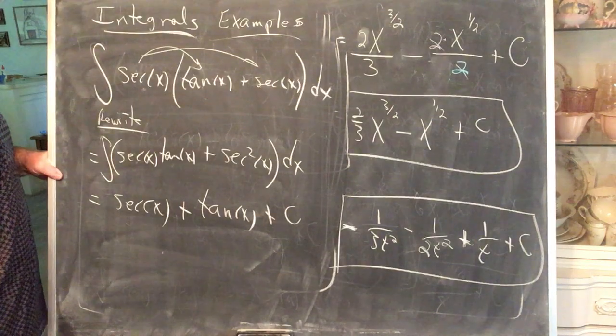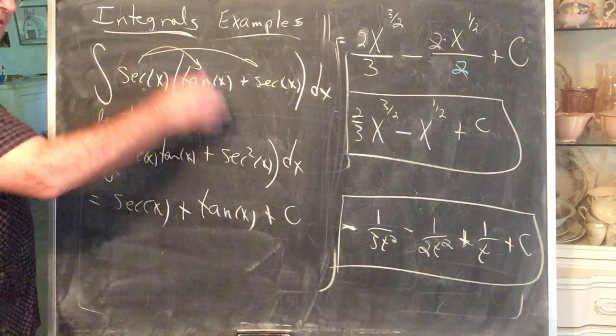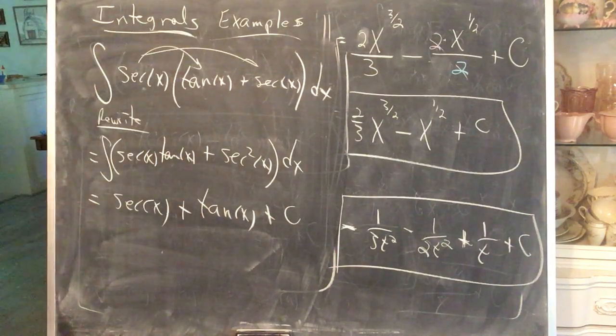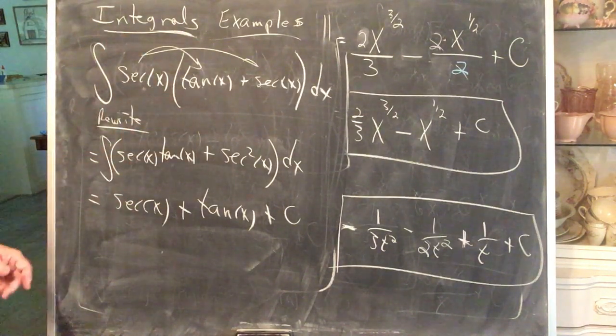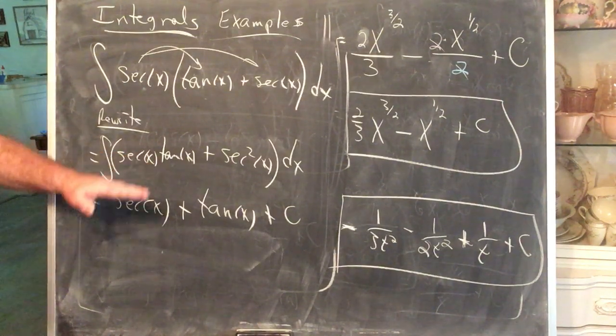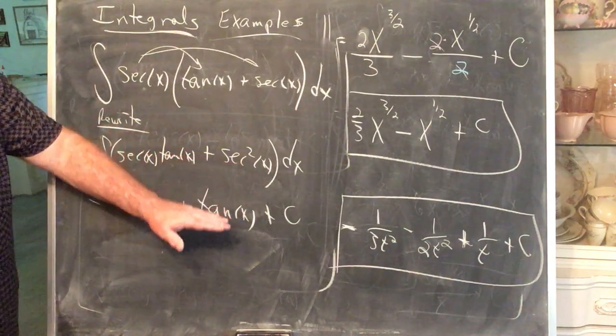That sounds like blah, blah, blah. Eventually, this just is part of your mental furniture. You understand this just as easily as you know where your couch is in your living room. The antiderivative of secant tangent is secant. Antiderivative of secant squared is tangent.